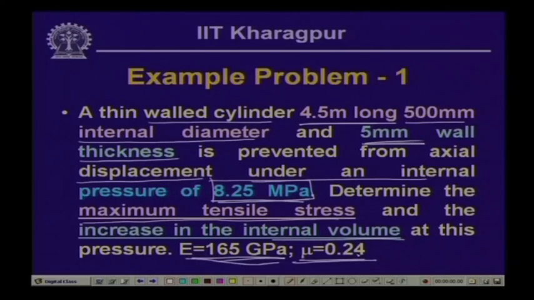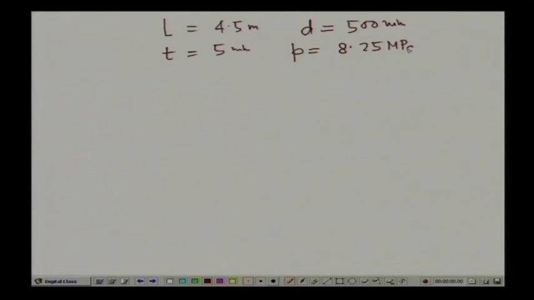Now, let us look into how you get the maximum tensile stress and then the change or increase in the internal volume. Given, the length of the cylinder is 4.5 meter, the internal diameter is 500 millimeter, the thickness of the wall is 5 millimeter, the internal pressure is equal to 8.25 MPa, the modulus of elasticity E is given as 165 gigapascal, and mu, the Poisson's ratio, is 0.24.